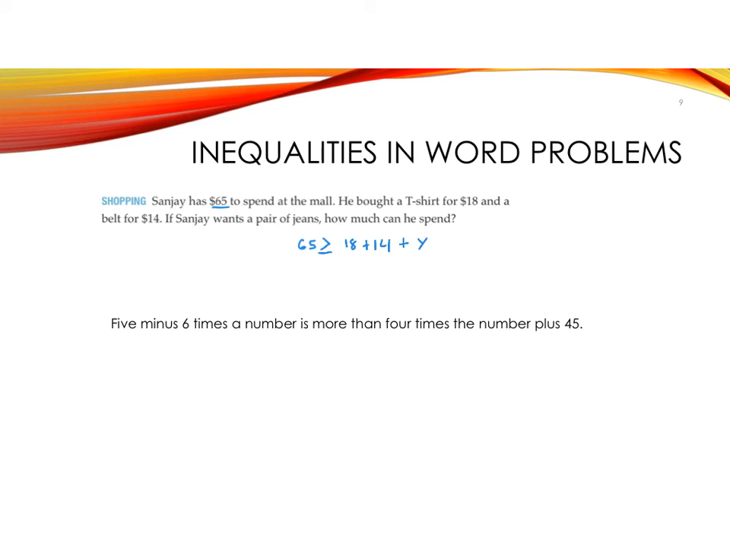If he wants to buy a pair of jeans, how much can he spend? So 18 plus 14 plus our jeans, what is it? So we have 65 is greater than or equal to 32 plus x. Subtract 32 from both sides. And we have that 33 is greater than or equal to x, meaning that the most he could spend is $33 more.